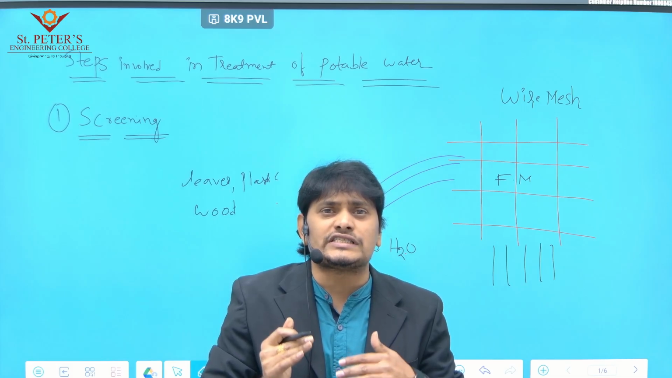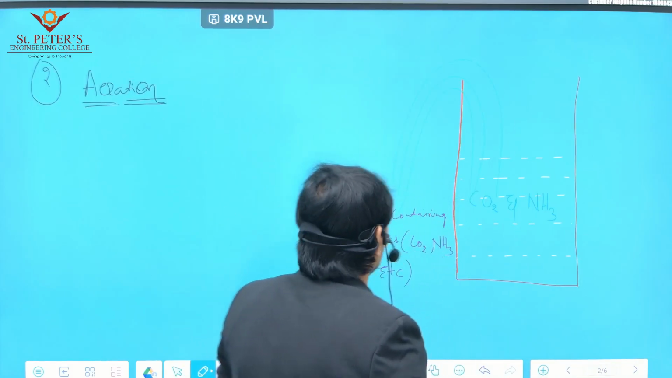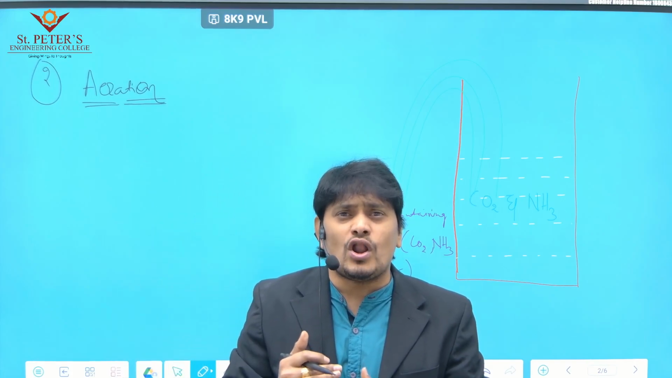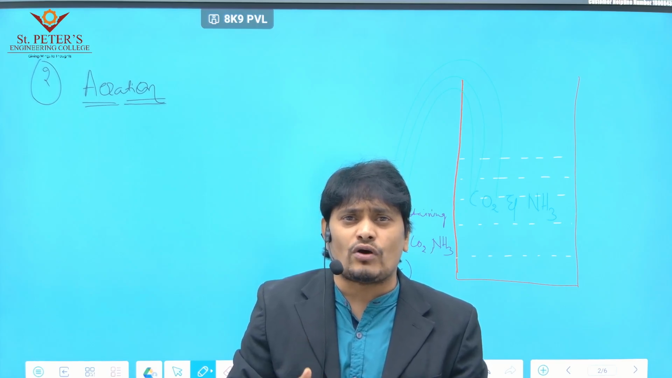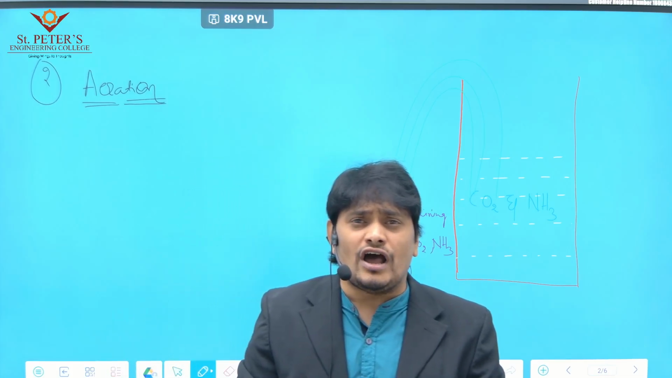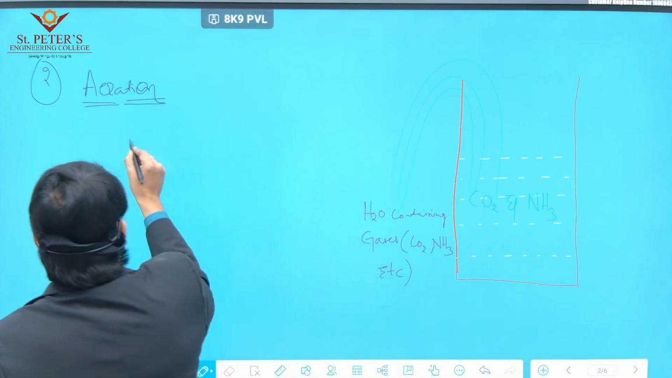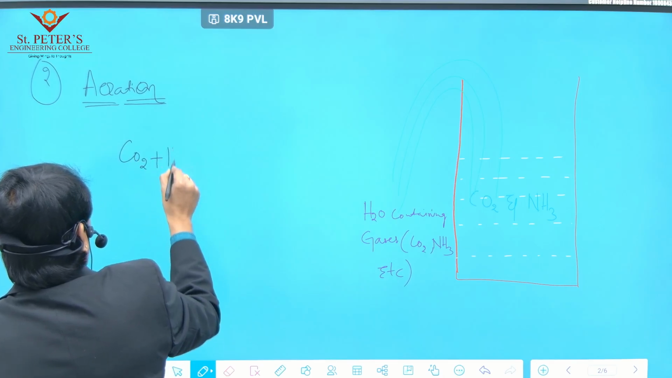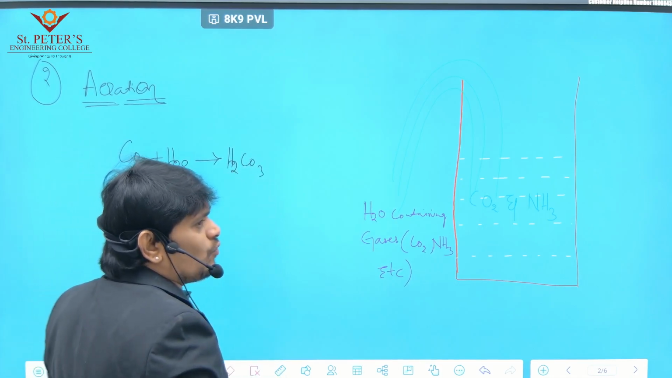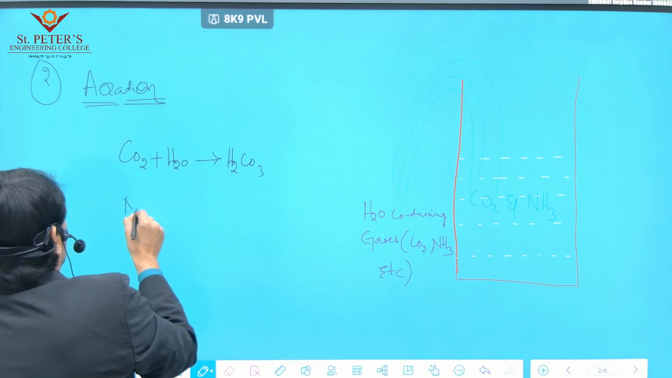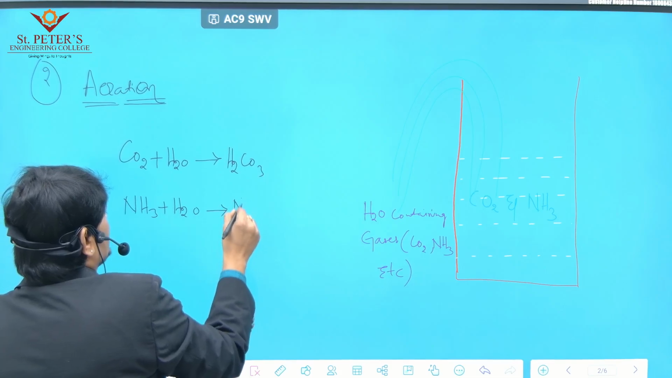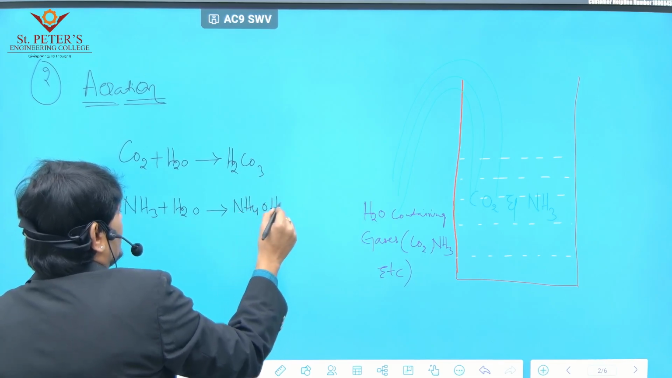Now, let us move on to the second step. The second step is aeration. This method involves the removal of aerated compounds such as carbon dioxide and ammonia from the water. So, what happens if carbon dioxide and ammonia are present in the water? If carbon dioxide is present, it reacts with water and converts to carbonic acid, that is, it makes the water acidic. And if ammonia is present, it reacts with water molecules and converts to ammonium hydroxide, which makes the water alkaline or basic.